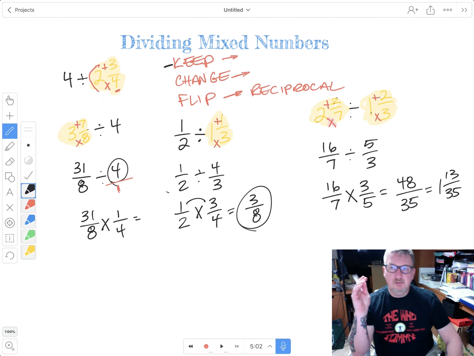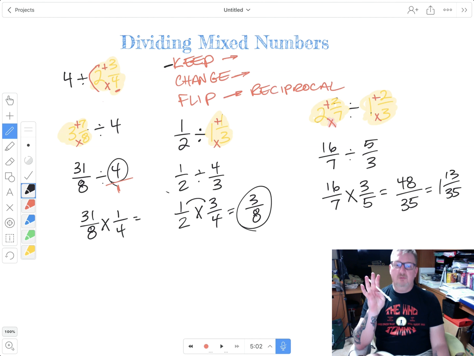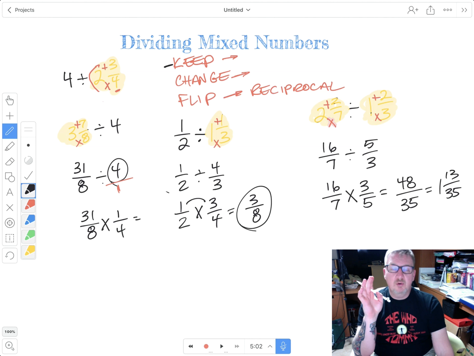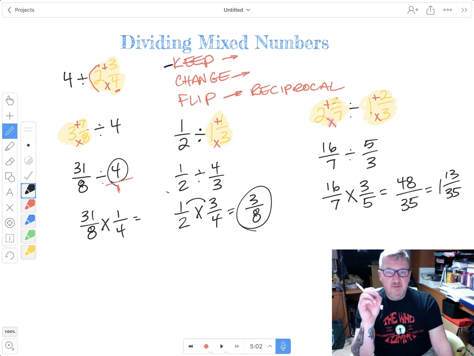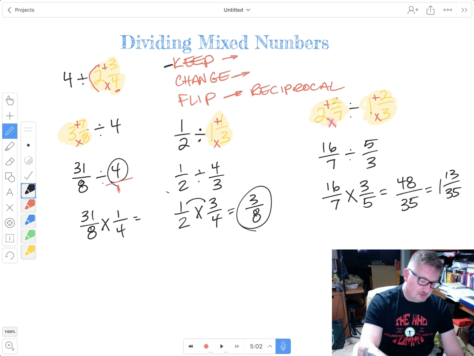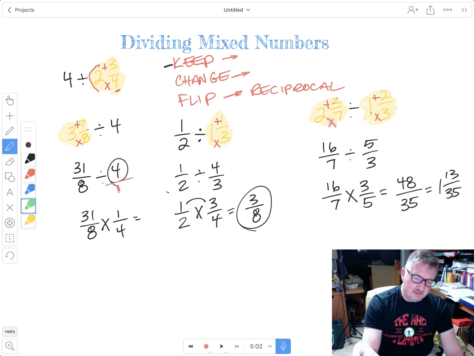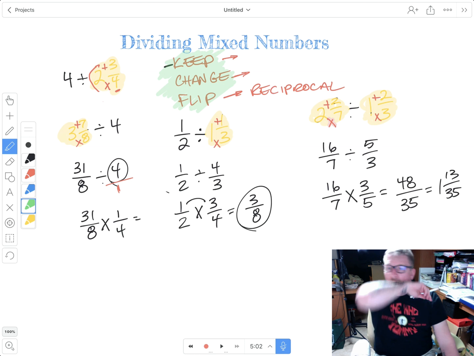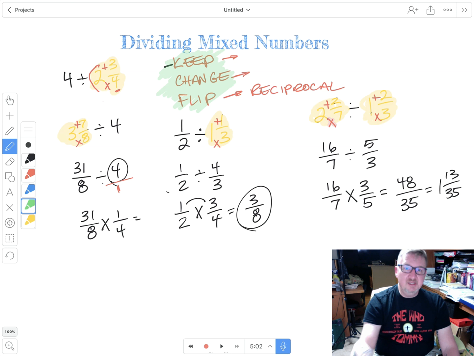All right, so those are 4 quick examples, well, not real quick because it's recording, of how to divide mixed numbers. Remember that you have to turn that mixed number into an improper fraction and then follow this fantastical keep, change, flip program here. If you can remember that, KCF, you will be unstoppable.